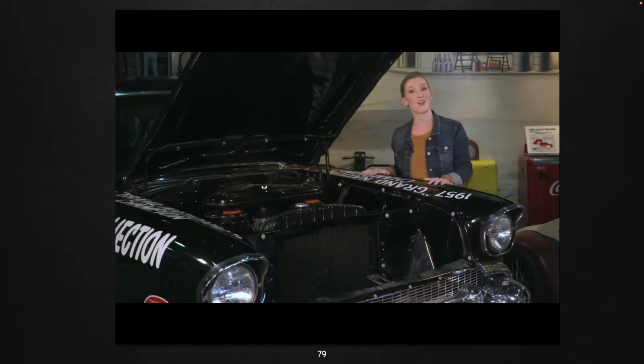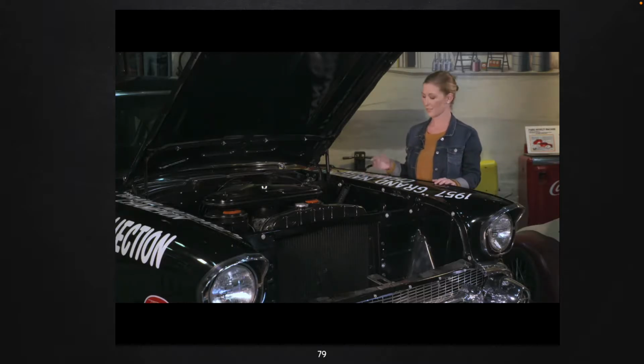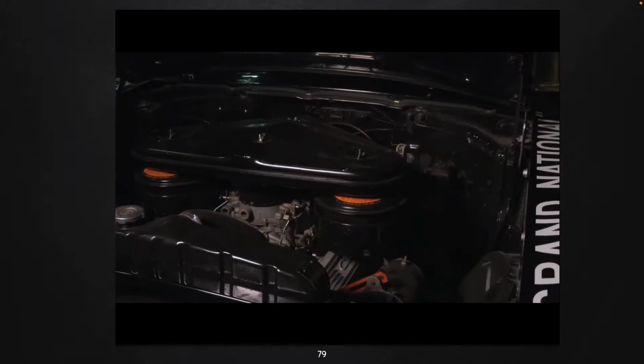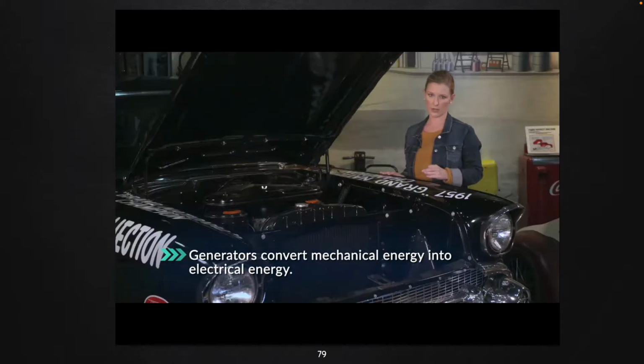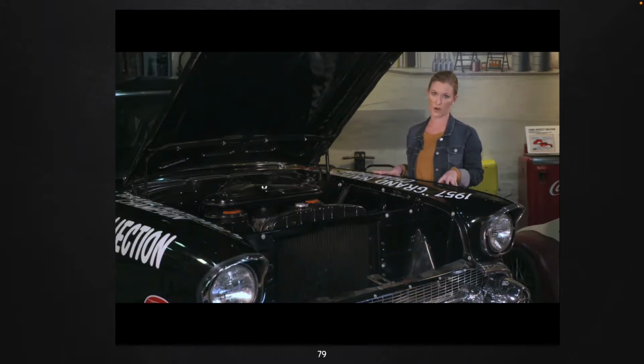We're going to use this vintage car to help explain the difference. Let's look under the hood. We're first of all interested in the generator, which is right here. It takes mechanical energy from the engine and turns it into electricity to run the lights and wipers and all the electrical systems in the car.